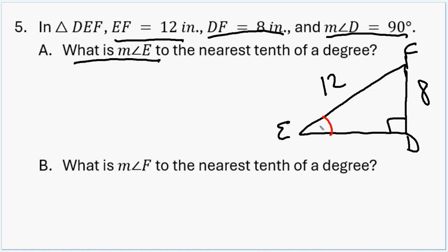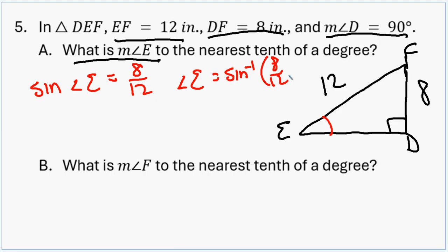So if we're here at E, we have the opposite. We have the hypotenuse. Opposite and hypotenuse mean sine. The sine of angle E is 8/12. So the measure of angle E will be the sine inverse of 8 divided by 12. So angle E is approximately 41.8 degrees.